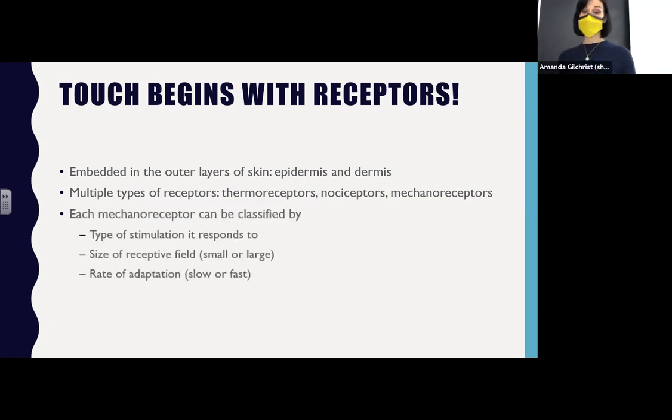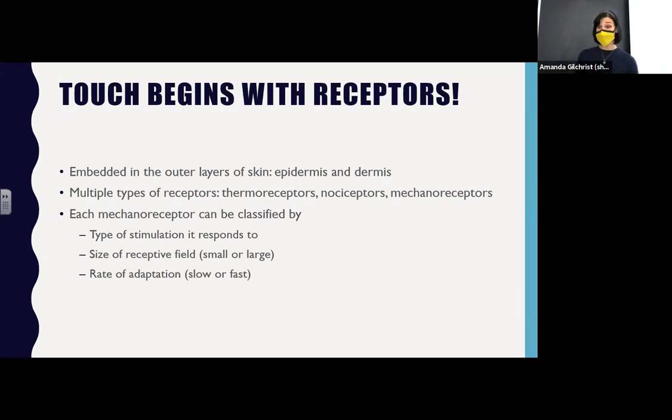So we're going to start by talking about the mechanoreceptors because they're the ones we know the most about. Mechanoreceptors can be classified by 3 different things. We can classify a mechanoreceptor based on the type of stimulation that it responds to, the size of its receptive field, so either small or large. And here's what this means. If it has a small receptive field, it's very sensitive. You can pinpoint where that touch is.